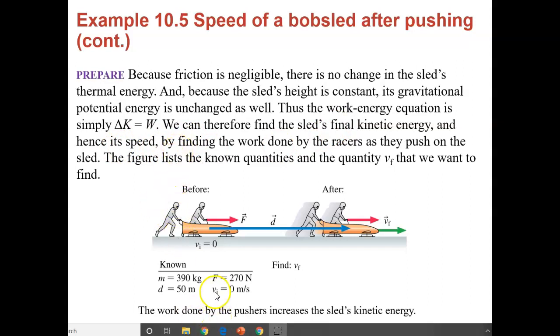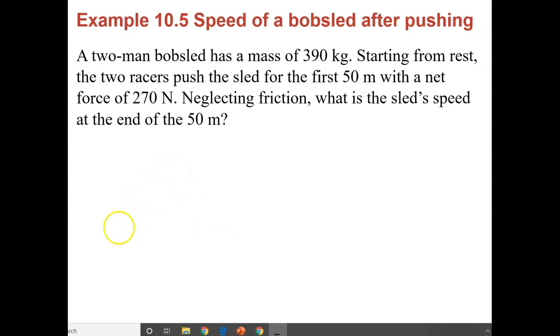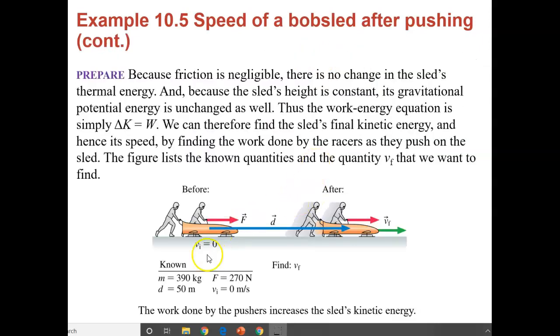So we have an initial velocity of 0, okay, but we know with this that a force is applied over a distance and we know a mass. So with this, we know the mass of 390 kilograms. We know the distance that it moves is 50 meters. We know the 270 newton force applied, and we know the initial velocity is 0. Okay? So the work done by the pushers increases the sled's kinetic energy. So we need to find that final kinetic energy.